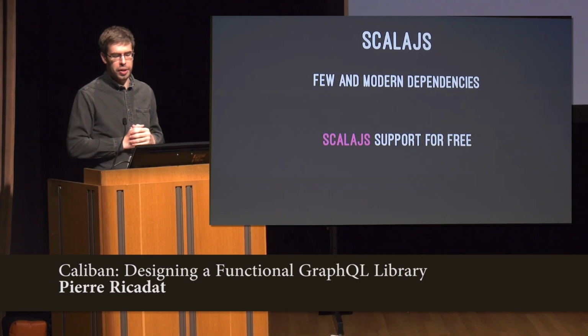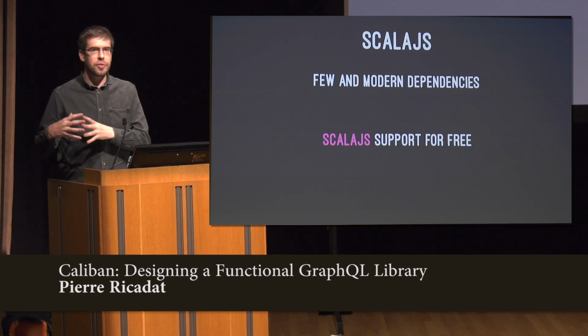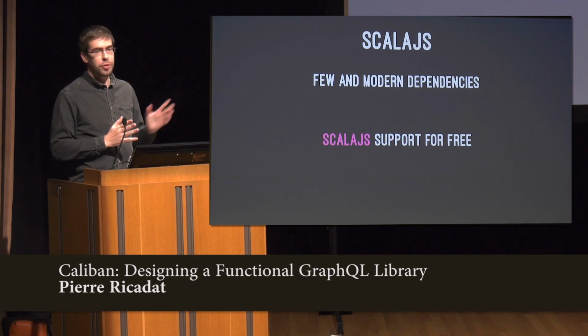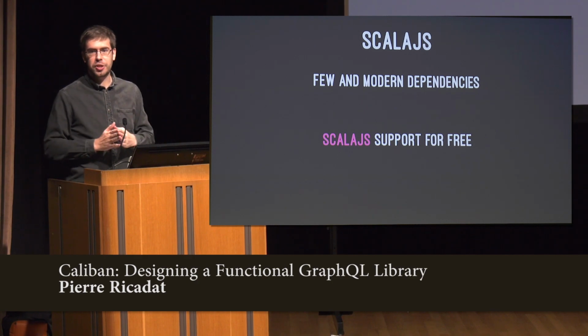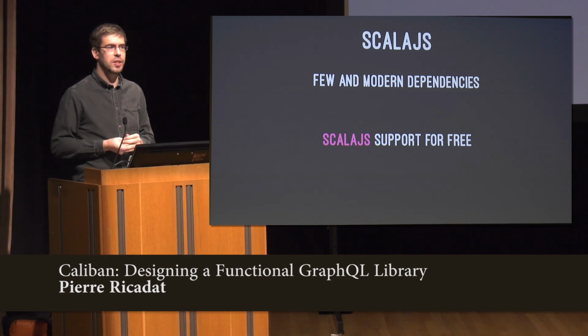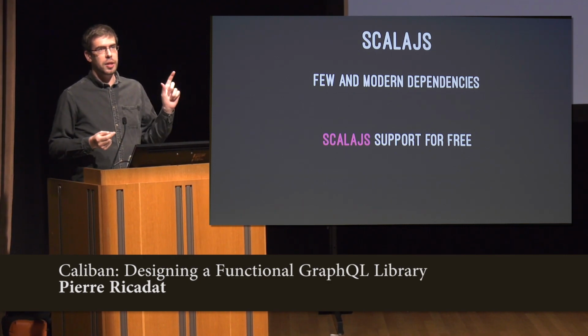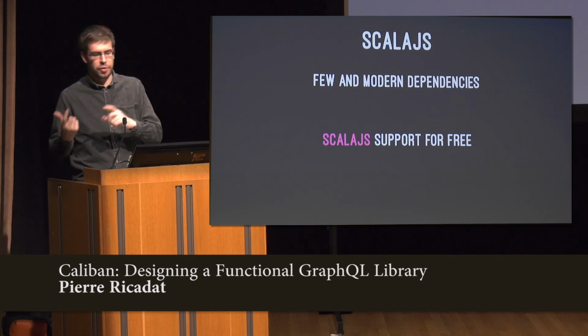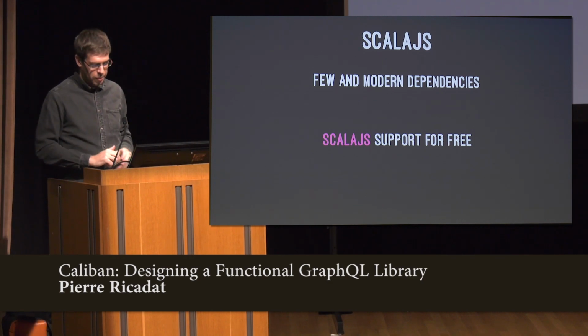One takeaway from building this library is that if you pick a few amount of dependencies and you pick them well, modern dependencies, you can get some benefits for free. So I discovered that I could support Scala.js without any effort because FastParse, Magnolia, and Zio support Scala.js, which is pretty cool because it can be useful to share types from the client and the server if you use Scala.js.